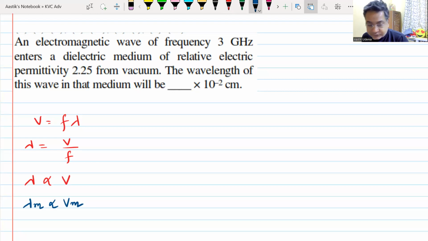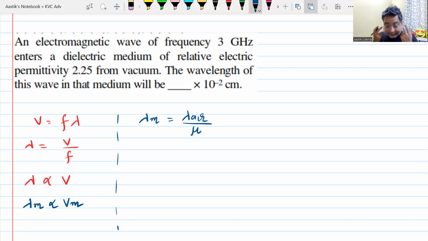So from there you can find out the relation between lambda in the medium and lambda in vacuum. Lambda in any medium will be lambda in vacuum or lambda in air divided by mu, where mu is the refractive index. Do we understand this?